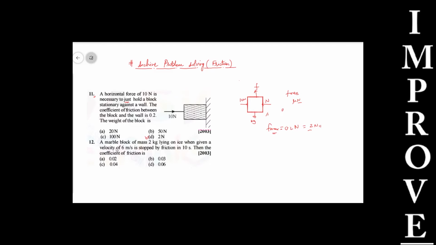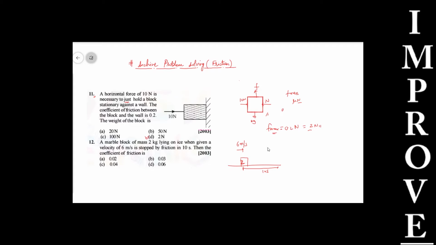Okay, next question. A marble block of mass 2 kg lying on ice when given a velocity of 6 meters per second is stopped by friction in 10 seconds. Then the coefficient of friction is, so let's quickly draw the diagram. The mass is given as 2 kg and lying on ice when given a velocity of 6 meters per second. So initial velocity is 6 meters per second and it is stopped by friction in 10 seconds.